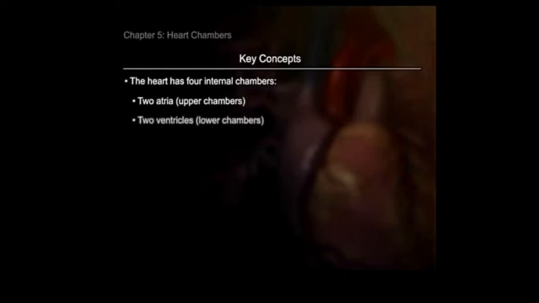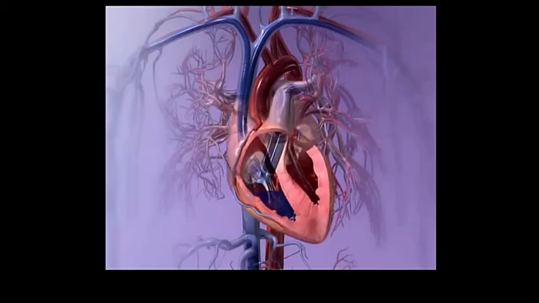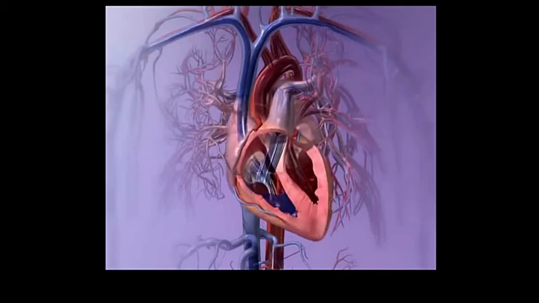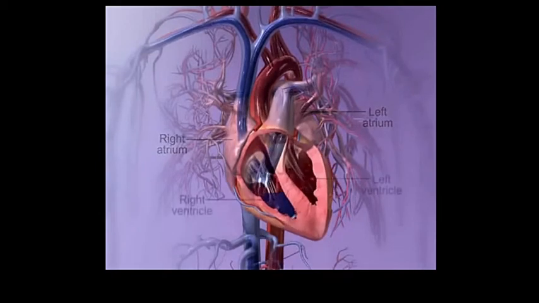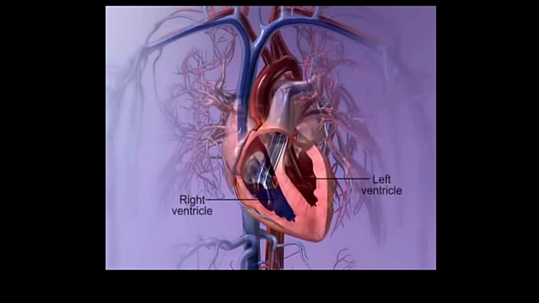Key concepts in this section. The heart has 4 internal chambers, 2 atria, and 2 ventricles. Each of the 4 heart chambers has a different purpose. The atria receive blood into the heart, and the ventricles push blood out of the heart.